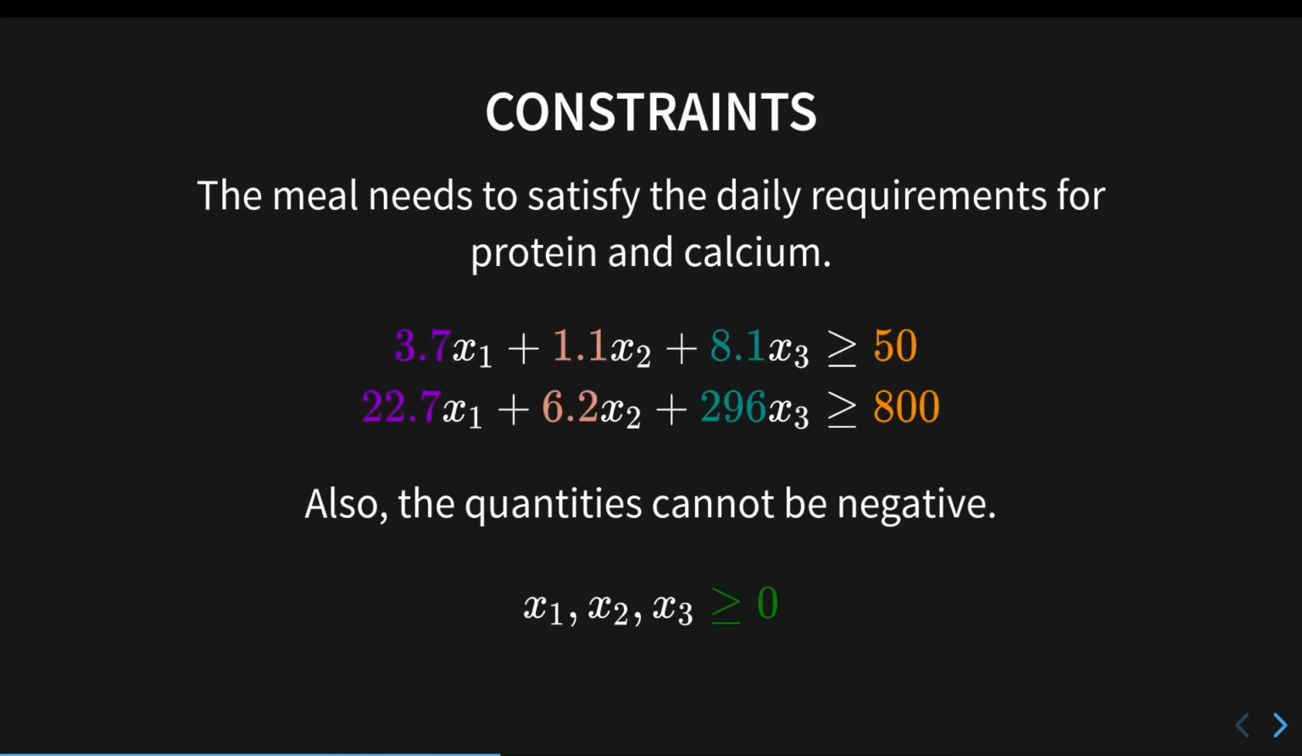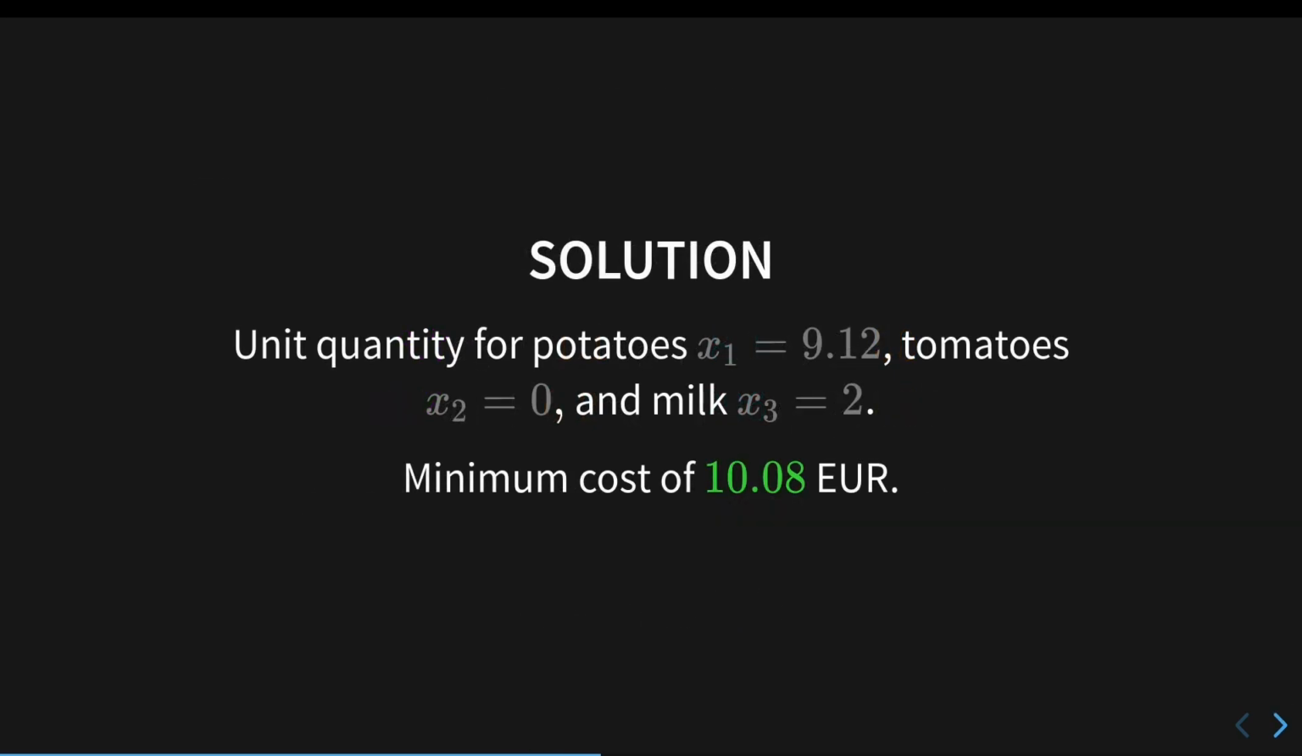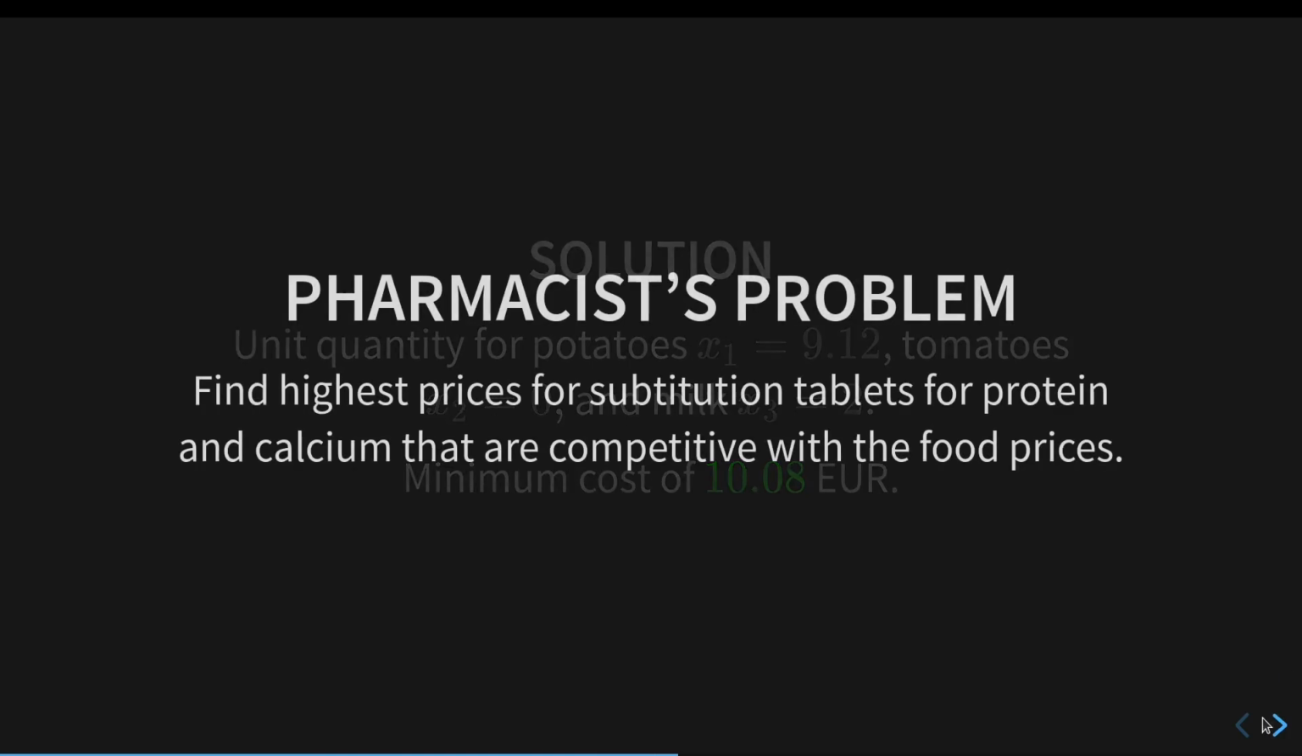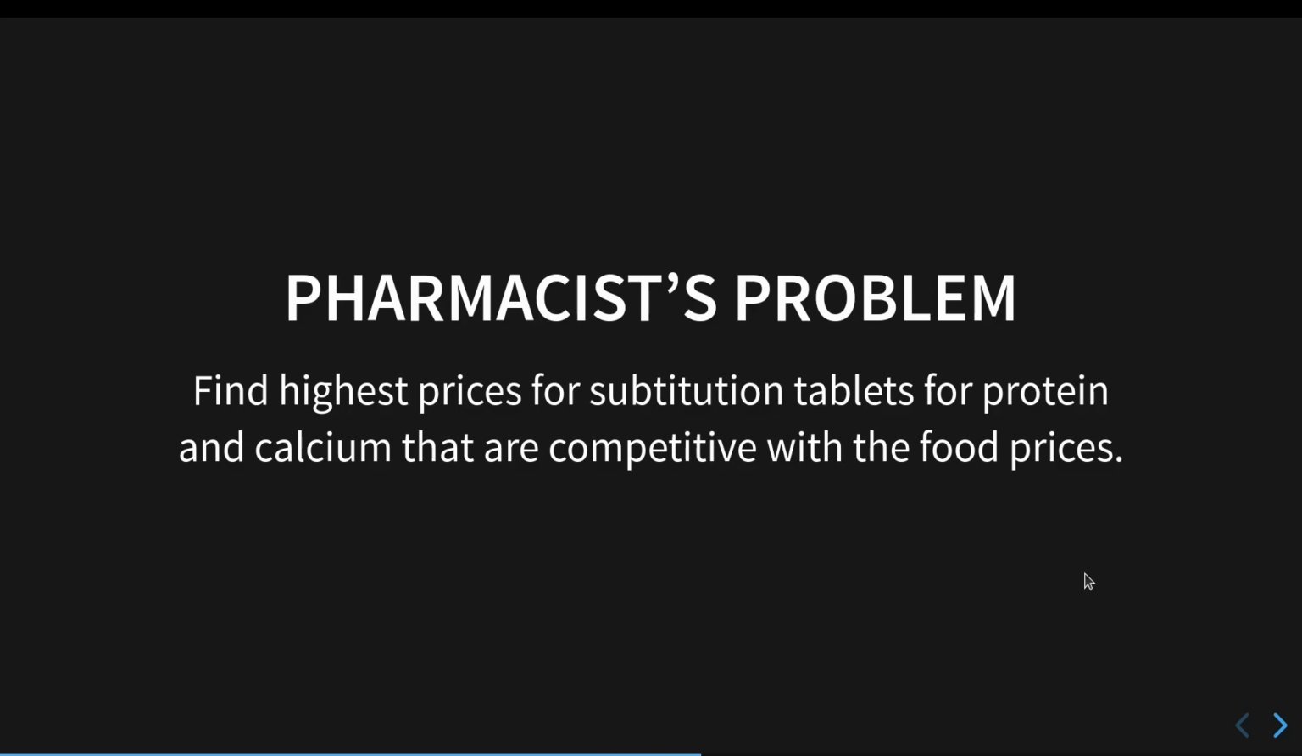The constraints of Jeff's problem are set by his daily requirement for protein and calcium. Here both the total amount of protein and calcium from his meal must exceed the levels given in the problem, and also the quantities cannot be negative. The solution for Jeff's problem yields the unit quantity for potatoes as 9.21, tomatoes 0, and for milk 2, with the minimum cost of €10.08.